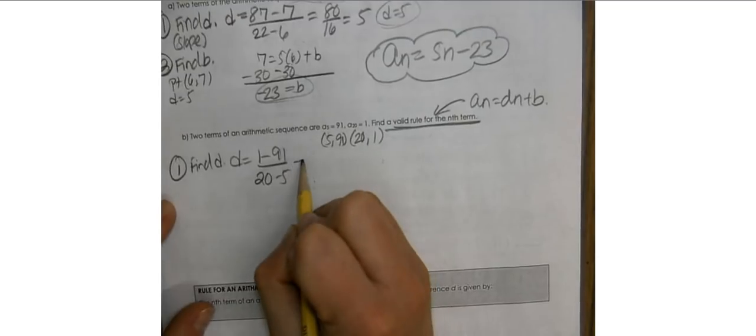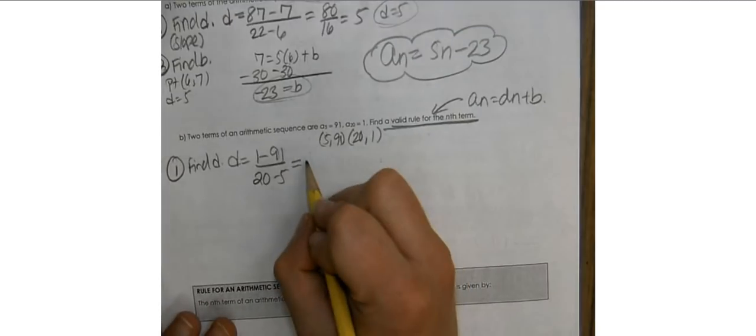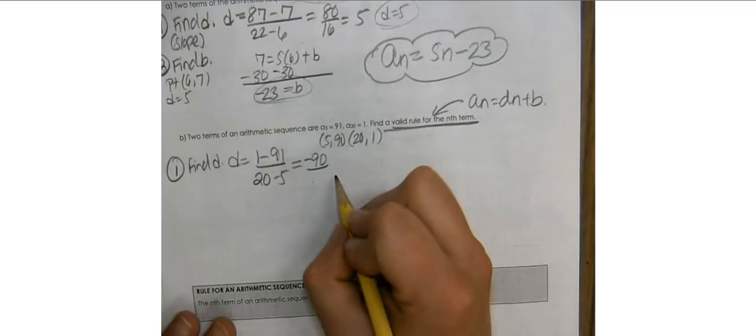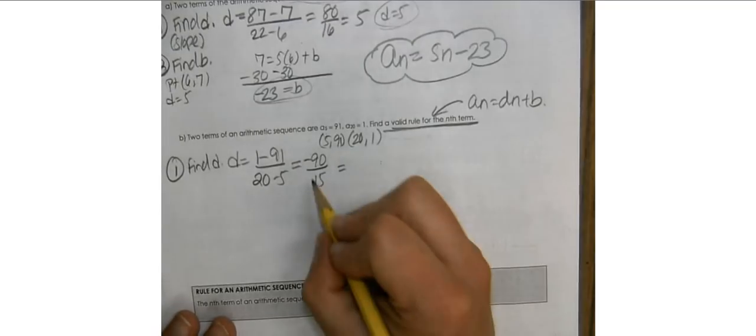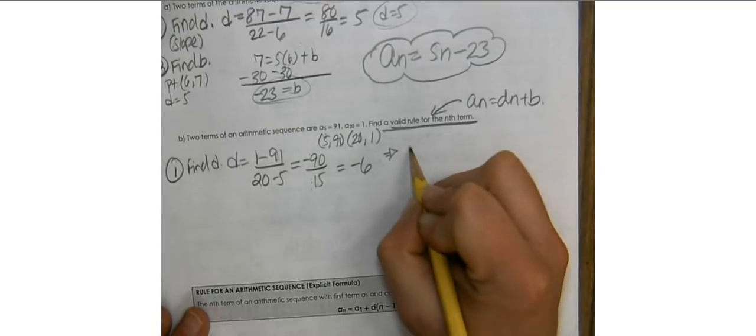So the first thing that we need to do is find what our D value is. And remember that D is our slope. So that's going to be D equals (1 minus 91) divided by (20 minus 5). 1 minus 91 is negative 90. 20 minus 5 is 15, and negative 90 divided by 15 is negative 6. So that is my common difference. D is equal to negative 6.